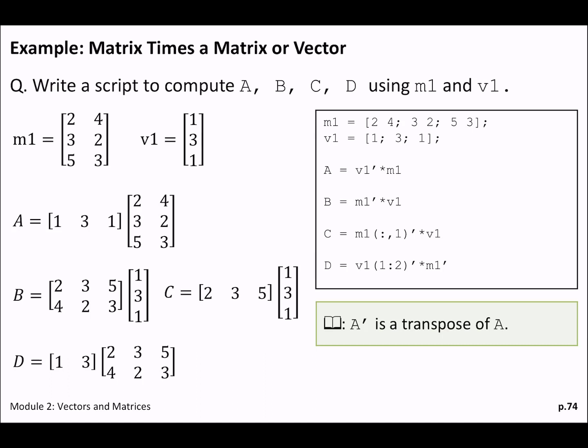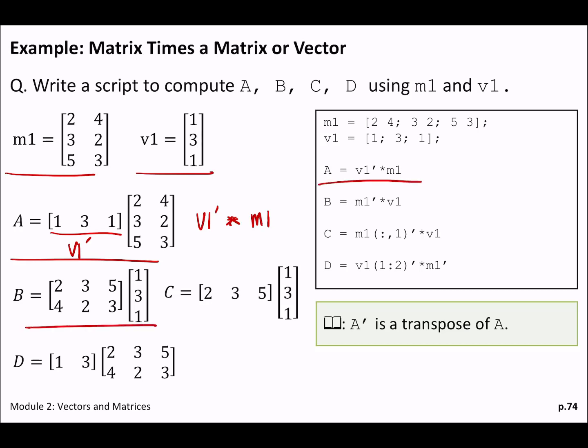Here's another example. I like this example because you will see this example in your tutorial and homework, even maybe in the quiz. So how to write a script to compute A, B, C, D using M1 and V1. M1 and V1 are already provided. How to compute the A value? This one is the V1 transpose, right? So this one is a matrix multiplication. So V1 transpose matrix multiplication M1, right? What about this one? This one is the transpose M1 multiply V1, right?